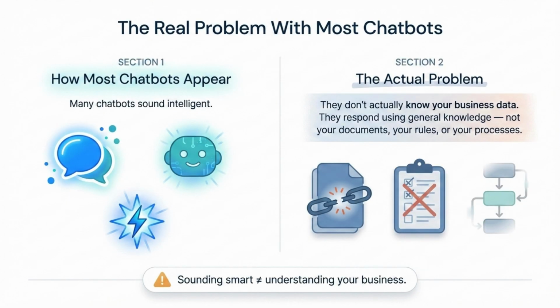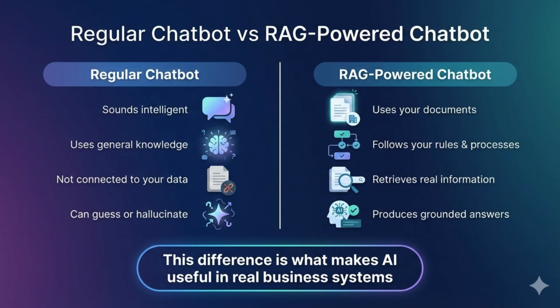Because here's the real problem. Many chatbots sound intelligent, but they don't actually know your business data. They respond based on general knowledge, not on your documents, your rules, or your processes. That's where the difference between a regular chatbot and a RAG-powered chatbot becomes important.